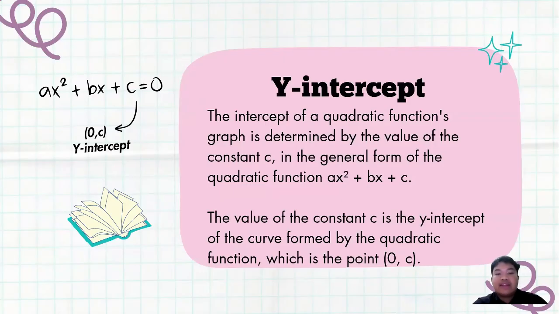Another important characteristic of a quadratic function is the y-intercept. The y-intercept is the point where the graph crosses the y-axis. In the quadratic function f of x equals ax squared plus bx plus c, the y-intercept is always equal to the constant term c. Therefore, the coordinate of the y-intercept is (0, c). For example, if c equals 10, then the graph intersects the y-axis at the point (0, 10).